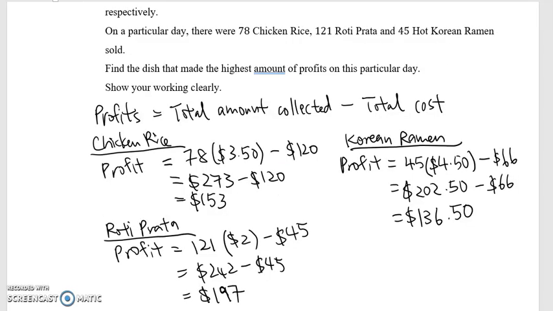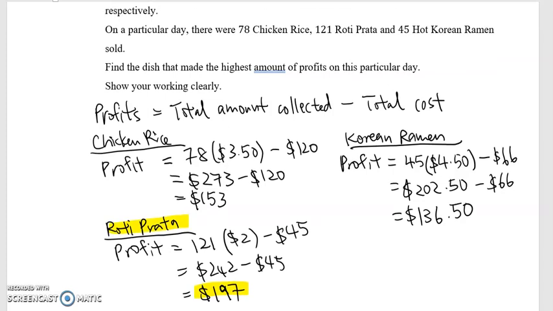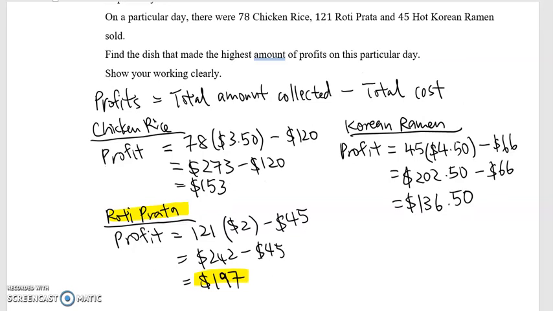If you calculate the profit of each of the dishes, the dish that made the highest profit would be your roti prata. So this will be it for question 8.